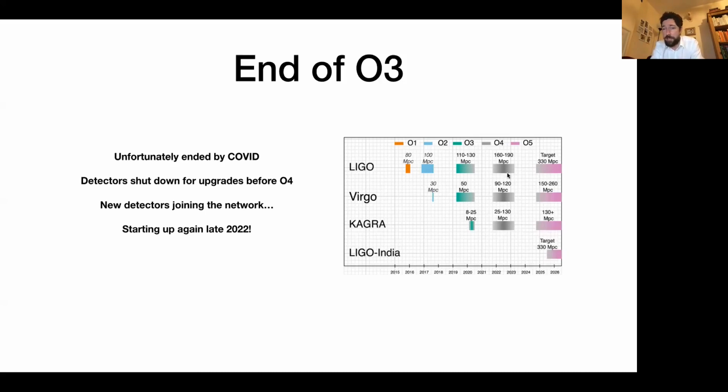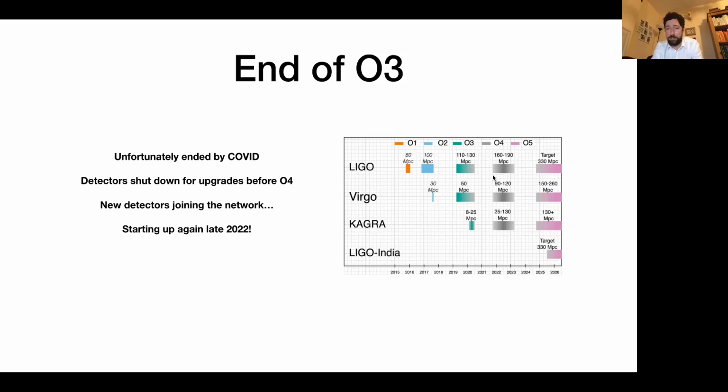When they turn on again, which will probably be second half of 2022, this distance will have increased. So Virgo will be able to go out to maybe 100 megaparsec. LIGO will be pushing maybe 150 or 200 megaparsec. And we expect KAGRA, which is a Japanese gravitational wave detector, will have fully joined the network as well. So the future is actually quite bright when these detectors turn on again next year.